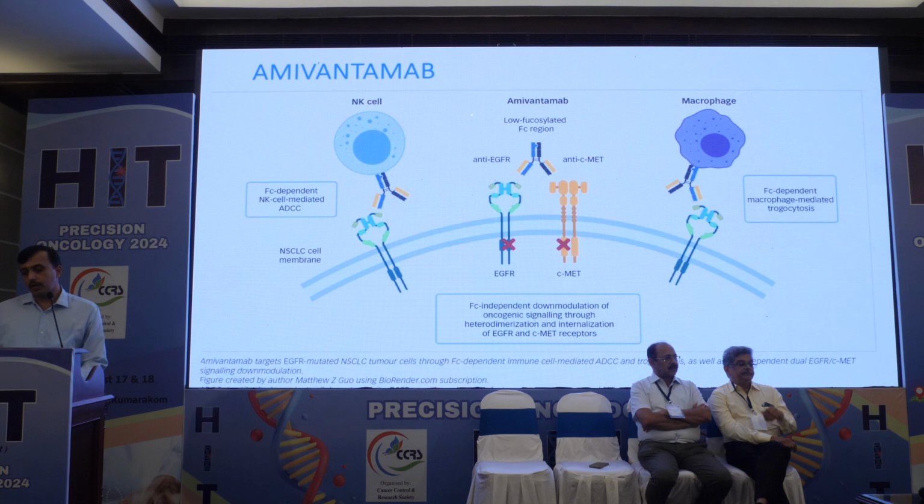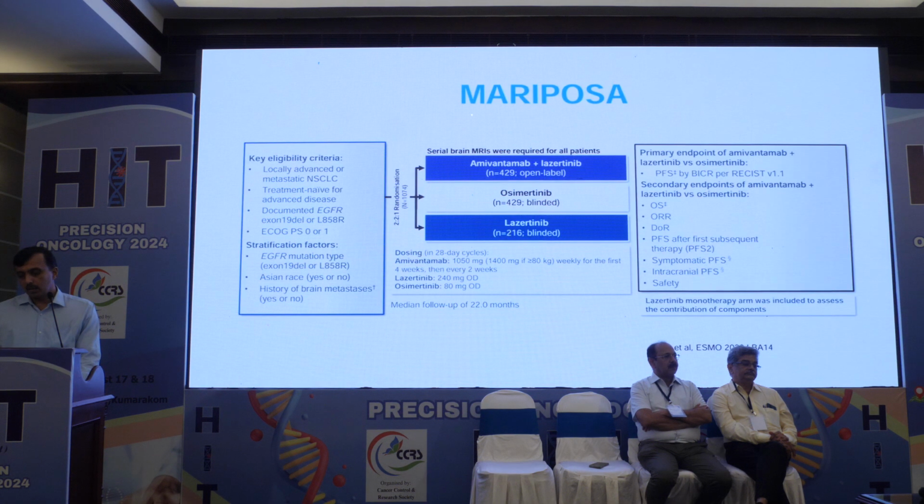That is amivantamab. So that is the latest drug in the EGFR space. Amivantamab is a dual blockade of EGFR and MET. MET, again, around 5% can develop this mutation as part of the resistance. They can have it after treatment also. So both dependent and independent mechanisms are there. So the data for amivantamab: we have MARIPOSA 1 and 2, just a few slides.